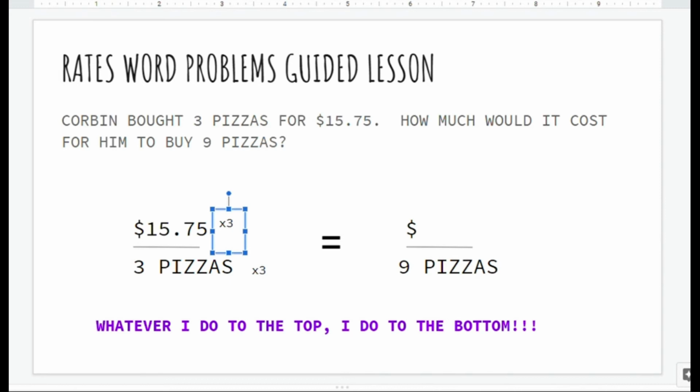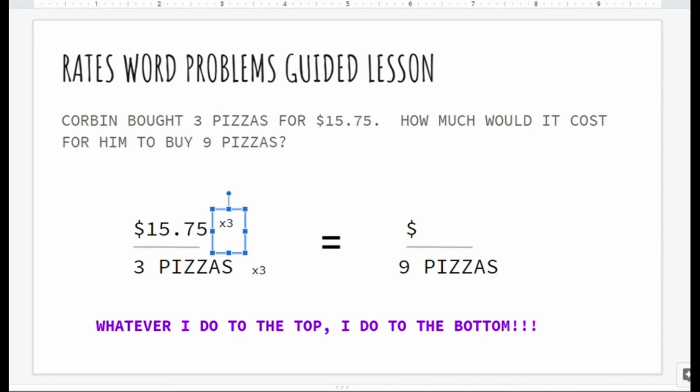3 times 5 is 15. We're going to put our 5 below and carry our 1. 3 times 7 is 21. Plus 1 is 22. Put our 2 below, carry our other 2. 3 times 5 is 15. Plus 2 is 17. Put our 7 below and carry our 1. 3 times 1 is 3. Plus 1 is 4.